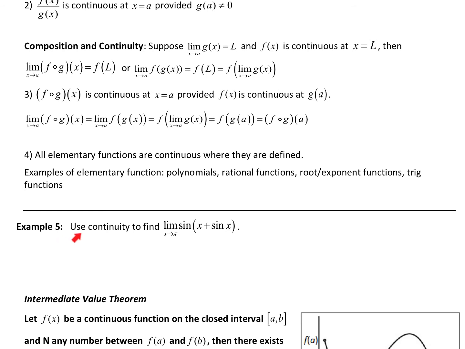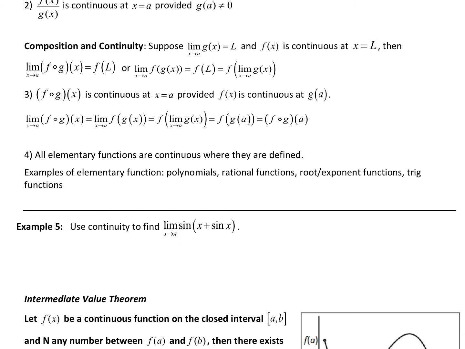All right, let's look at example 5. Use continuity to find the limit of sine of x plus sine x, as x approaches pi. Because x is continuous and sine is continuous, and adding 2 continuous functions gives a continuous function, this is just a mixture of continuous functions, so we know it's continuous. That means we can plug in the number. To find the limit, you just have to plug it in. That's a nice thing about continuous functions.